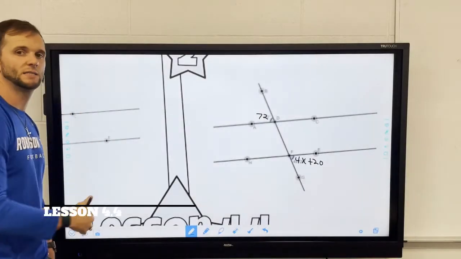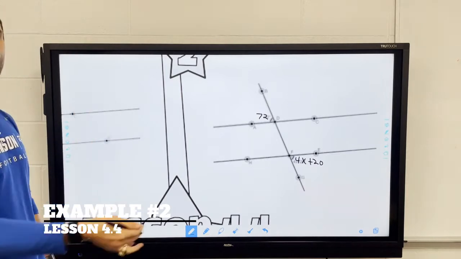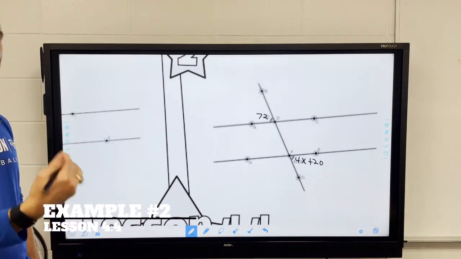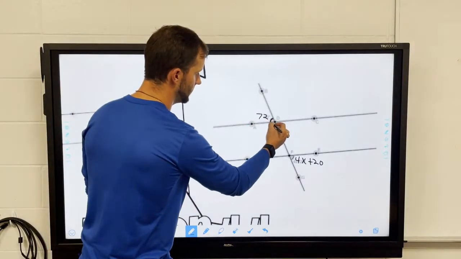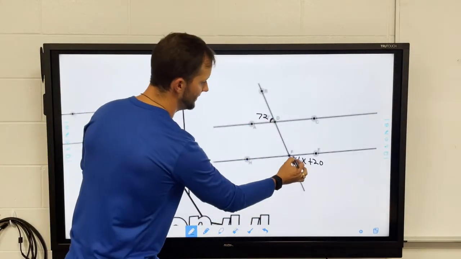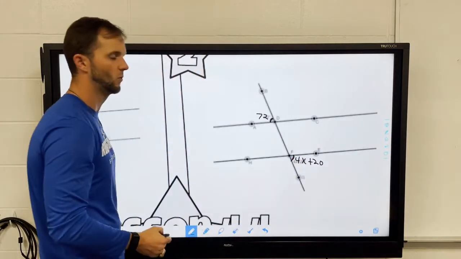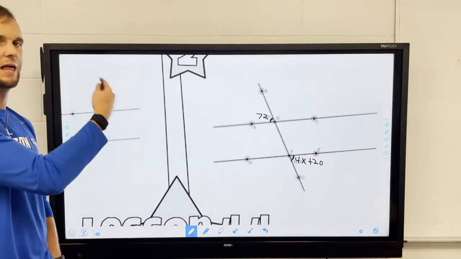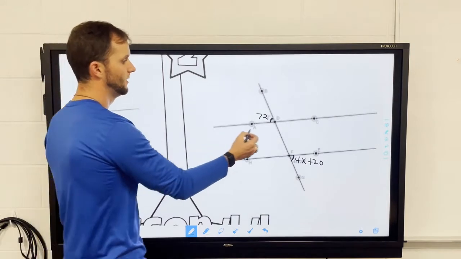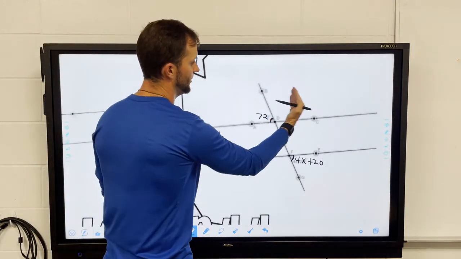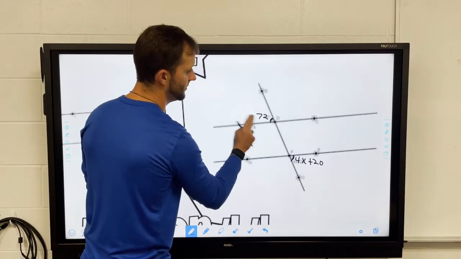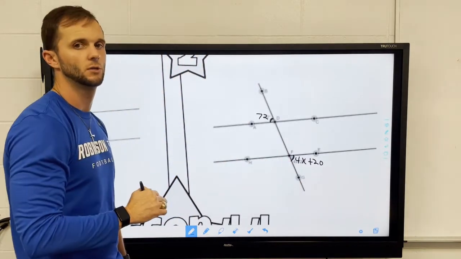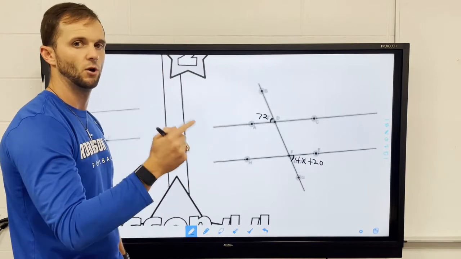In example number 2, I am given two angles, and I'm trying to analyze their relationship. I have this angle right here, which equals 72, and then I have this angle right here, which is 4x plus 20. On the last example, we actually looked at this angle. If I go on the alternate side and the exterior, these two angles are alternate exterior angles, and alternate exterior angles are congruent.